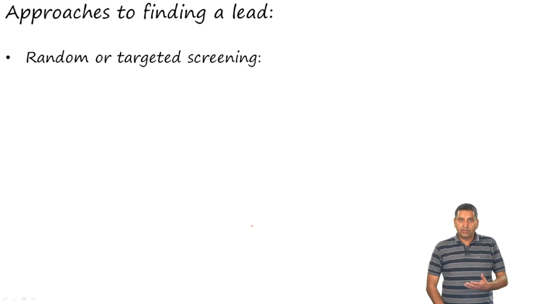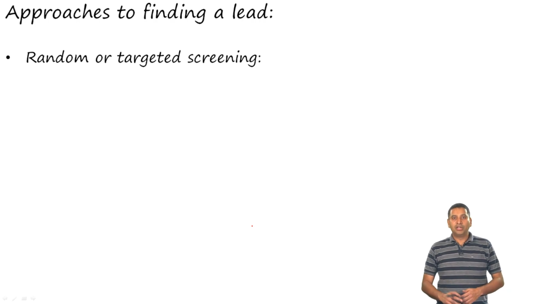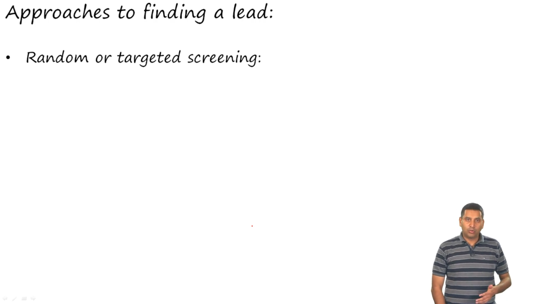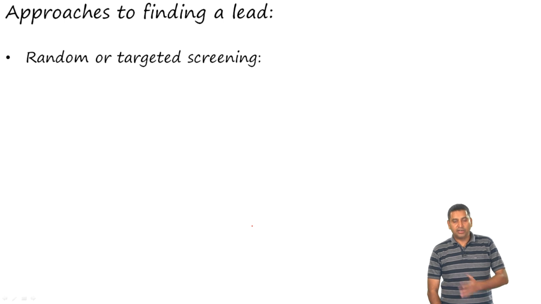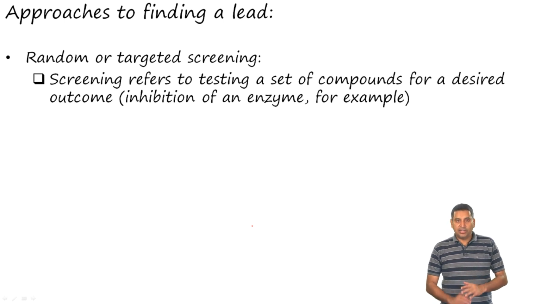Now, there are other alternate methods which one could use, which is known as screening. Screening is typically of two types, which is random or targeted. We will look into these details shortly, but screening refers to basically testing a large number of compounds for a desired outcome.